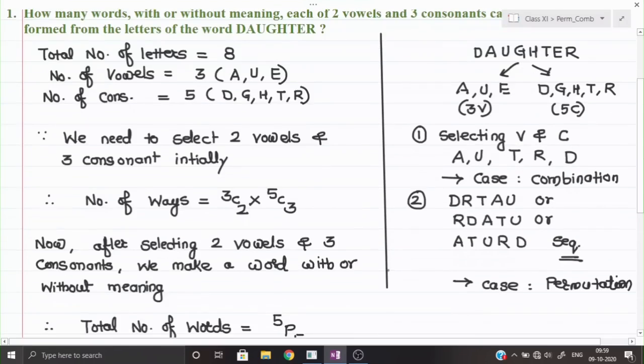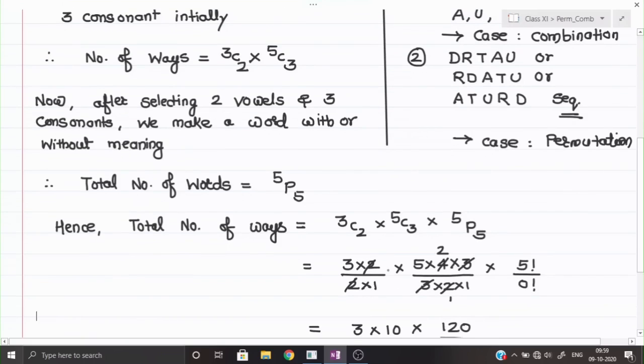You may be having some confusion: why have we not written only 5P5? See, 5P5 is giving us the number of words only for the letters D, R, T, A, U.